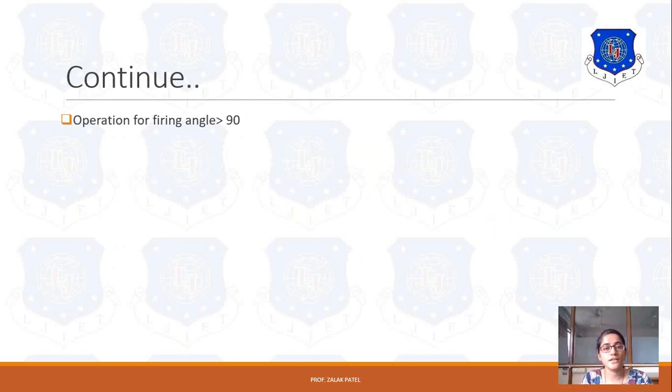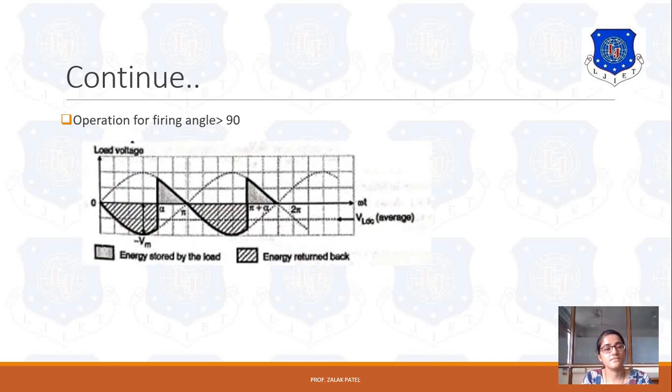Now let's see the third case: operation for firing angle greater than 90 degree. When firing angle is greater than 90 degree, we can see this figure, the load voltage versus omega t graph. We can see that for this case the negative half period is more compared to the positive half, meaning from 0 to alpha the negative half cycle is more as compared to alpha to pi.